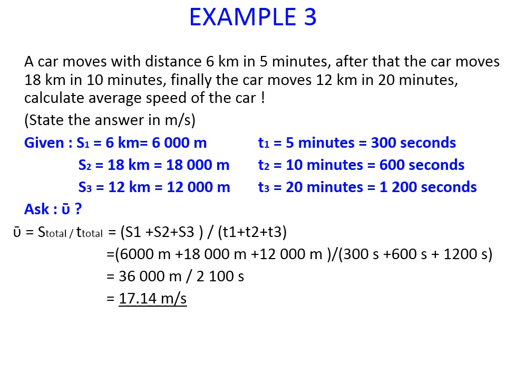Average speed equals S total per T total equals S1 plus S2 plus S3 per T1 plus T2 plus T3 equals 6,000 meters plus 18,000 meters plus 12,000 meters per 300 seconds plus 600 seconds plus 1,200 seconds equals 36,000 meters divided by 2,100 seconds. The answer is 11.14 meters per second.